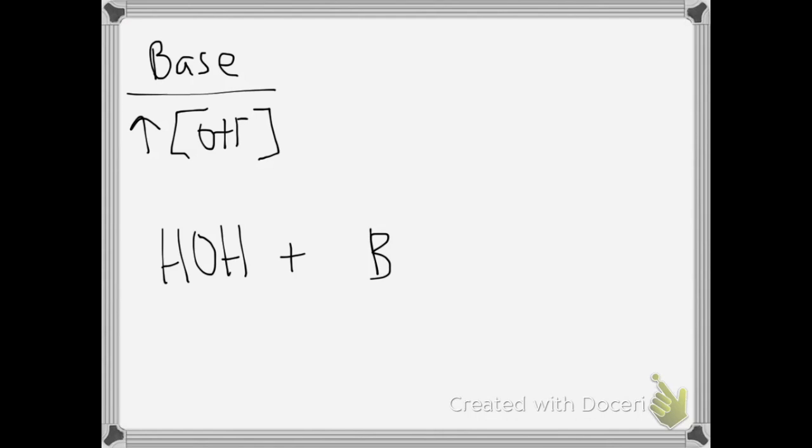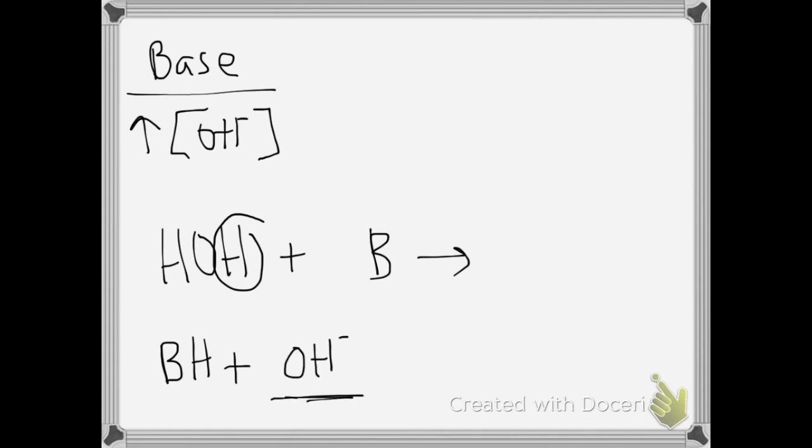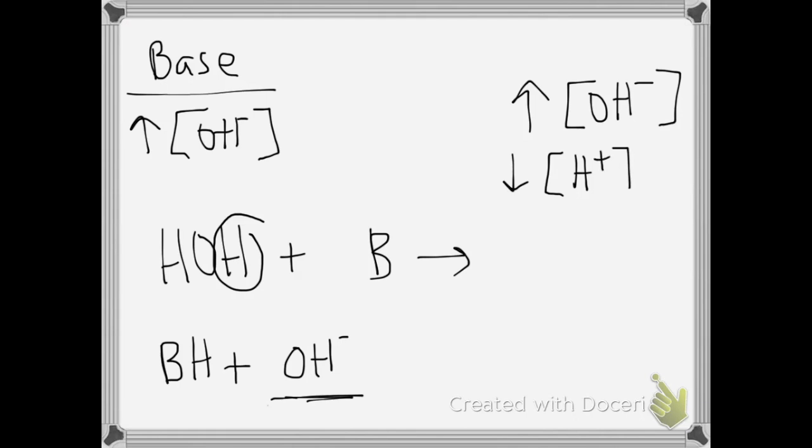So this base is a proton acceptor, so it can take this proton. So now you have BH plus OH minus. So that's where you get this increase of hydroxide ions. And whenever you increase the concentration of OH minus, you decrease the concentration of H plus, which means you increase your pH.